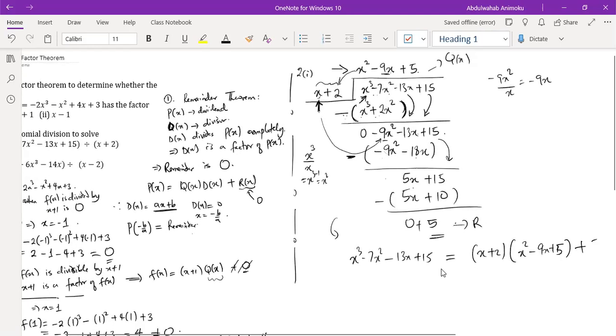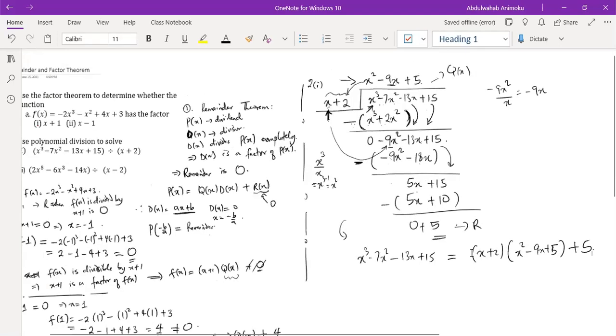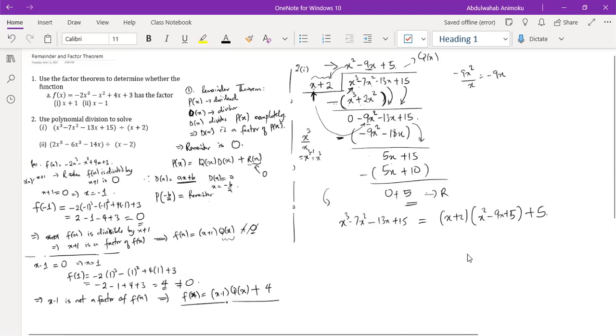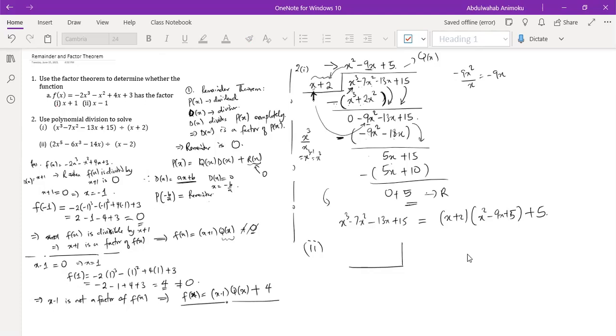Plus the remainder. Okay, so this is the polynomial long division, right? That is how we solve the problem. Now we're going to look at the second one, and we're going to move much faster here because now you understand the process. So let's set it up.